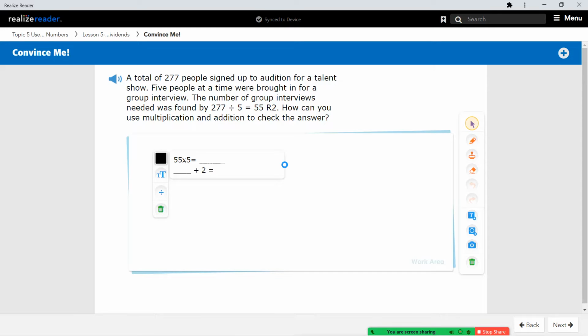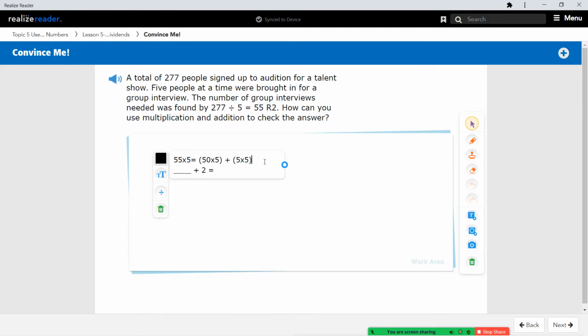I know 50 times 5 is 250, plus another group of 5 times 5, which is 25. So I'm going to break this apart into 50 times 5 plus 5 times 5, right? I'm going to use my distributive property here.